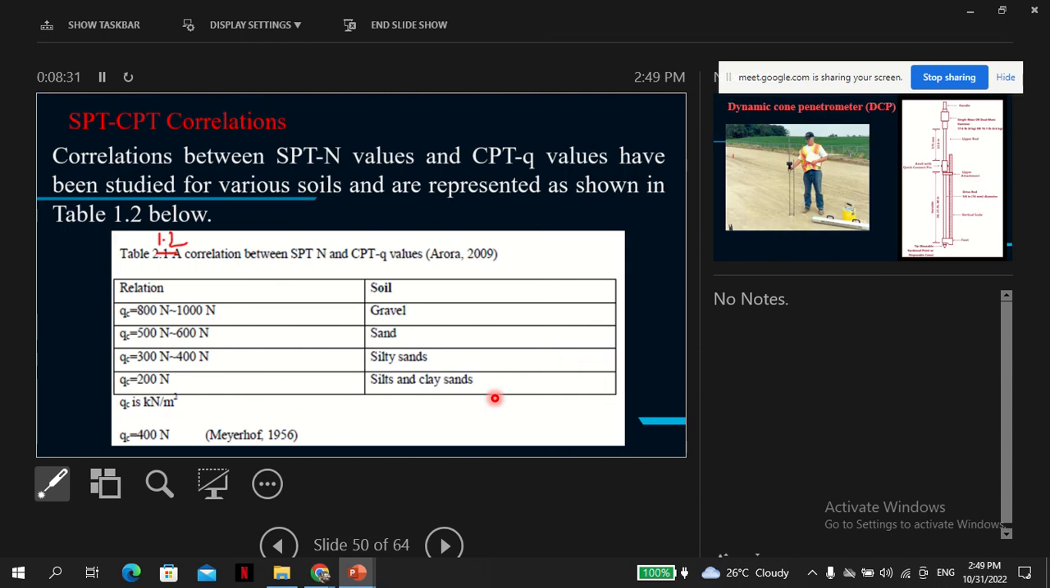Just to demonstrate the usage, we have several SPT-CPT calibrations, because these are very traditional tests. So if you have CPT results, you can convert to SPT, or if you have SPT results, you can convert to CPT. This is quite useful for us.